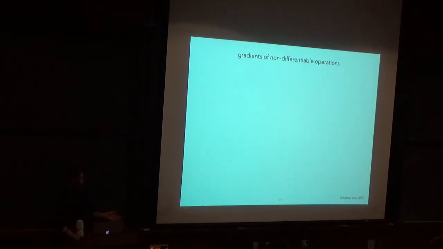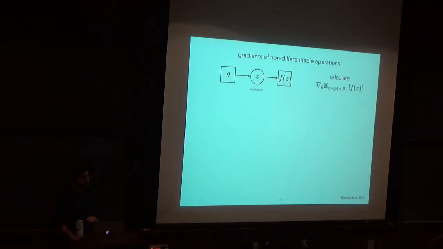So how have people tackled this? The main kind of computational graph that you can think of is this, where you have some parameter theta here, which goes into this stochastic node z, and that gives you out some function f of z. And we'd like to be able to calculate, under the distribution of the node z, the gradient with respect to theta of our output f of z.